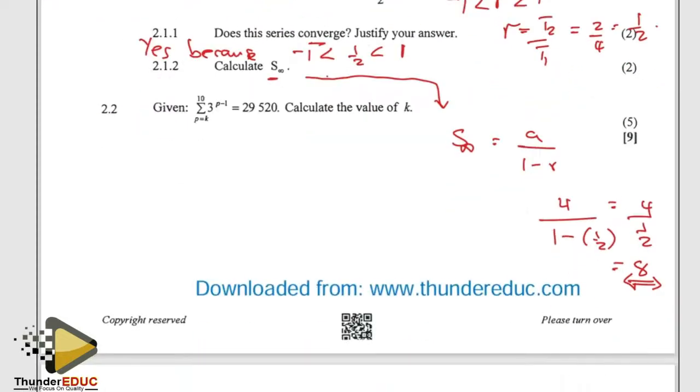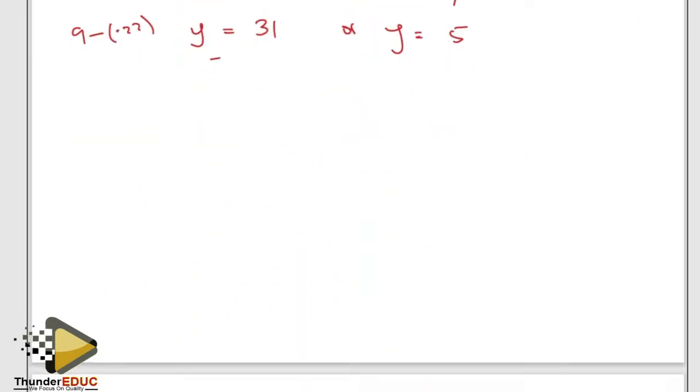2.2, we are given a sigma notation. How would we determine the value of k, for 5 marks? Let me use this side with proper space. Okay, so we have the sigma, p is equal to k, of 3 to the p minus 1. We're going up to the 10th position, that is 29520. It's not the 10th position, but the 10th element of interest.